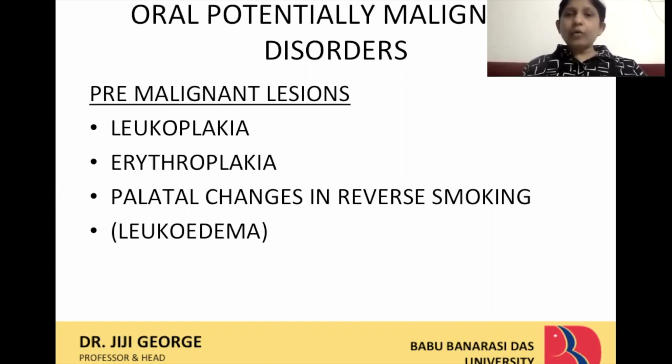So today's class, I will be dealing with erythroplakia, leukoedema, as well as palatal changes in reverse smoking. Now, why I put the leukoedema in brackets is because it is a precursor to leukoplakia. It is not exactly considered to be orally potentially malignant, but then it is supposedly a precursor of leukoplakia. So having said that, let's start with erythroplakia.